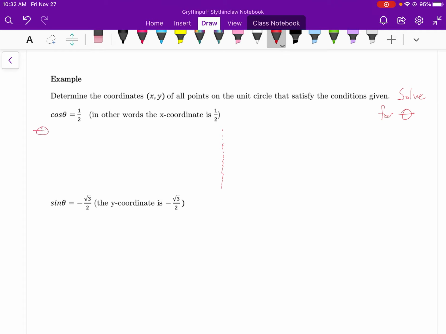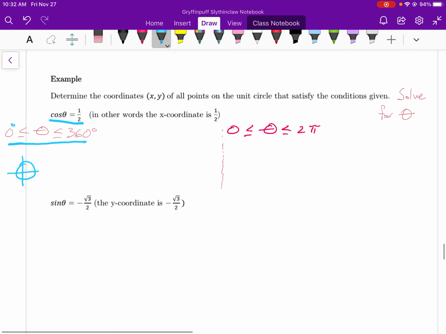I'm going to put two different scenarios. One where theta has to be between 0 and 360 degrees. And the next one where theta is between 0 and 2 pi. If I'm solving for theta, where cosine theta is equal to 1/2, and theta is restricted between 0 and 360 degrees, this implies that my solutions have to be in degrees.